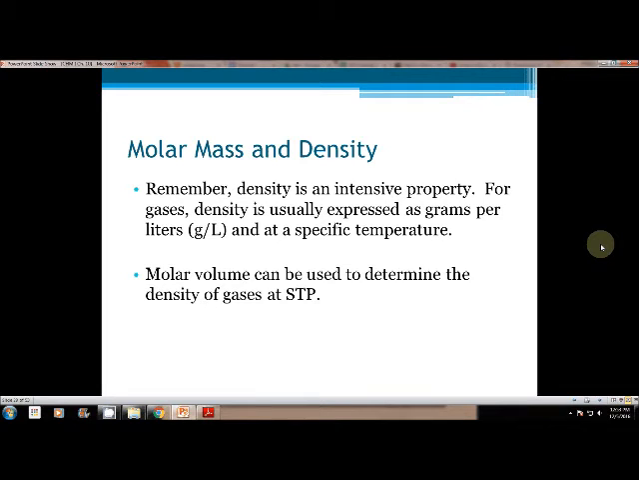Remember that density is an intensive property. We talked about density in chapter 3, where density D equals mass over volume. For gases, density is usually expressed in grams per liter, g/L, and at a specific temperature. The temperature doesn't matter for us, but I might mention it. Molar volume can be used to determine density of gases at standard temperature and pressure, STP. So we are going to use our 22.4 liters over 1 mole to help us go between molar mass and density.